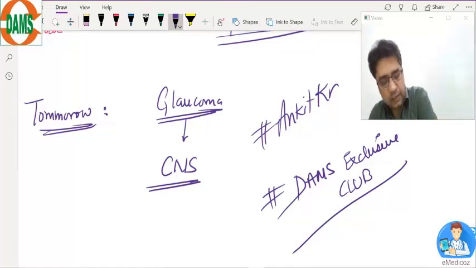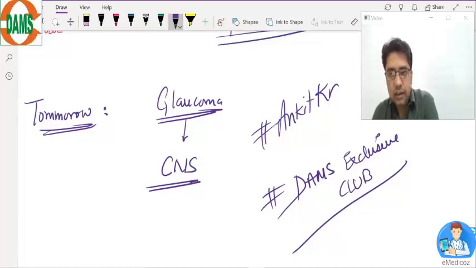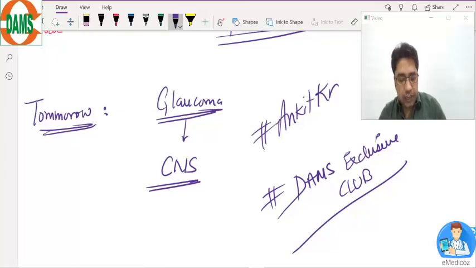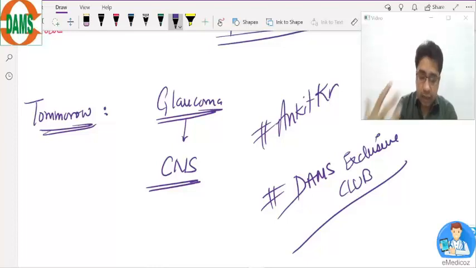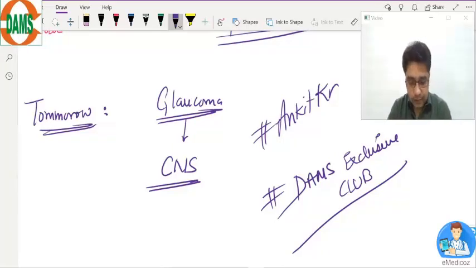Because these drugs, the ones ending in -olol, are excreted in urine. If there is renal failure, they will accumulate in the body, and if they accumulate in the body, they may produce toxicity. So those beta blockers should not be given in renal failure, because their only route out of the body is urine. In renal failure they will accumulate, and that will lead to toxicity.